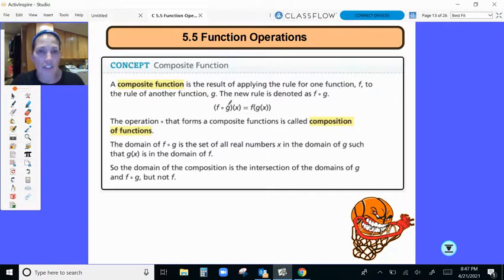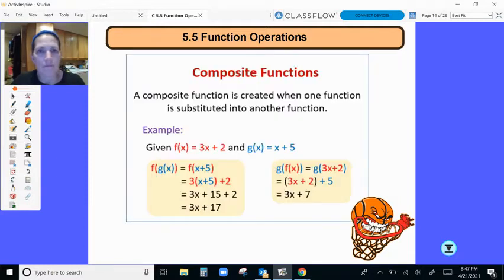This is the notation you'll see: f and then an open circle of g of x, which also can be written like this, f of g of x. So the function g is substituted in for f, written f of g of x. The operation, the open circle, that forms the composite function is called the composition of functions. The domain of f of g of x is the set of all real numbers x in the domain of g such that g of x is in the domain of f, so the domains are kind of the composition of them.